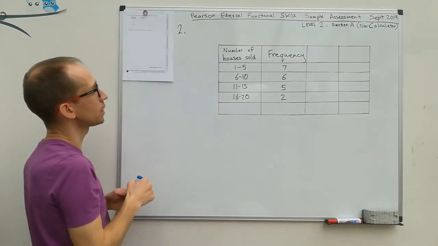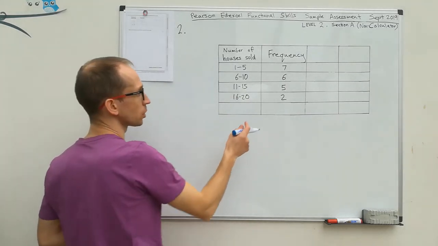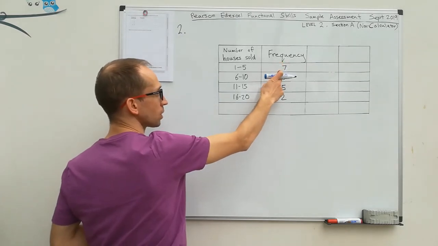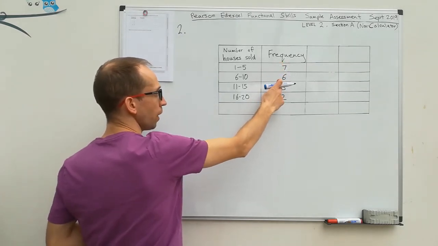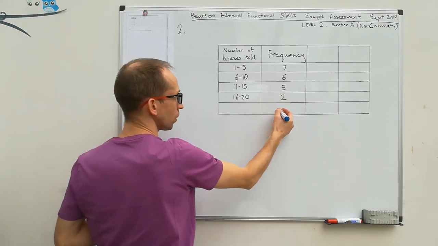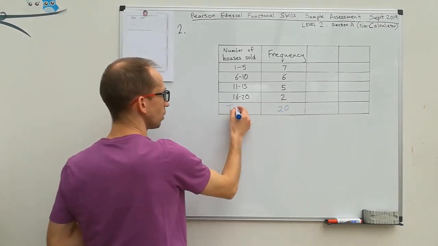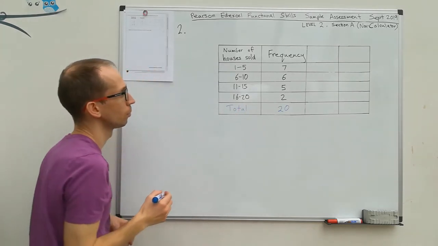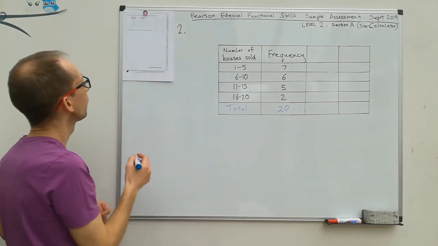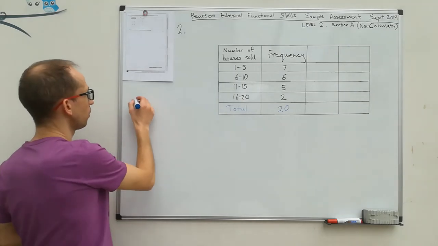We're told there's 20 salespeople, so let's just double check that. 7 plus 6 is 13, add 5 is 18, add 2 gives us 20. So we can make this a total column. Okay. Now we're trying to work out an estimate for the mean.